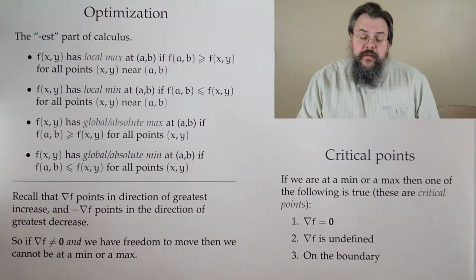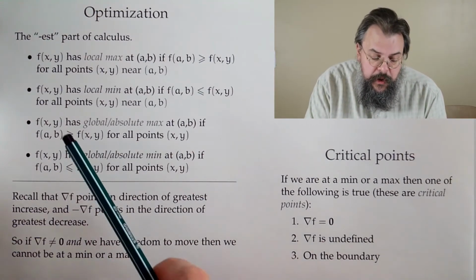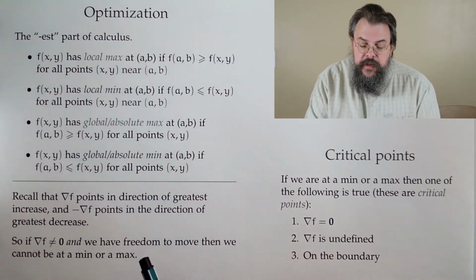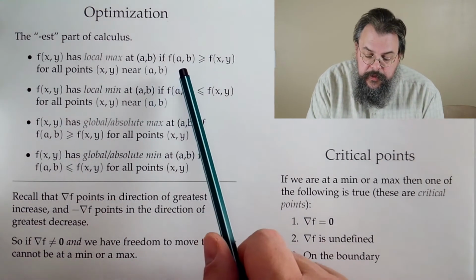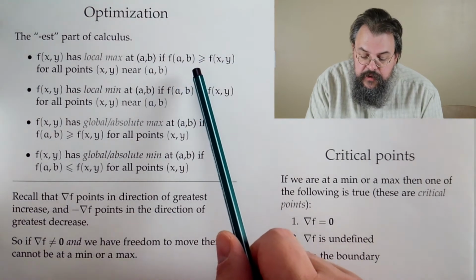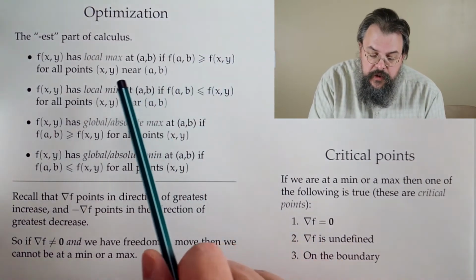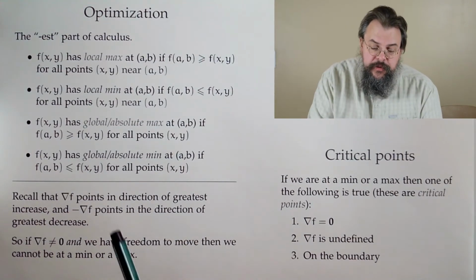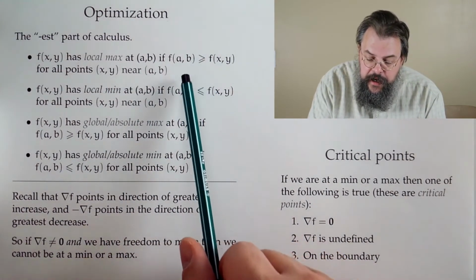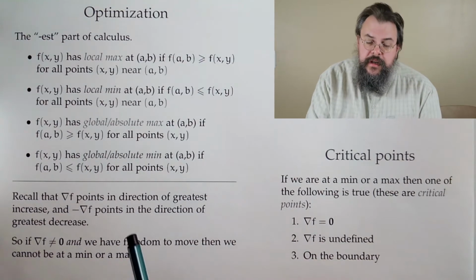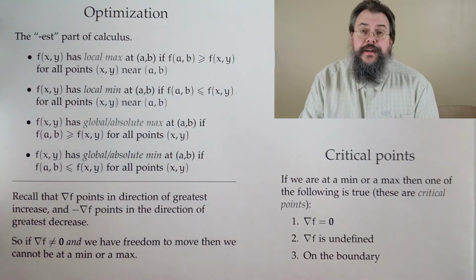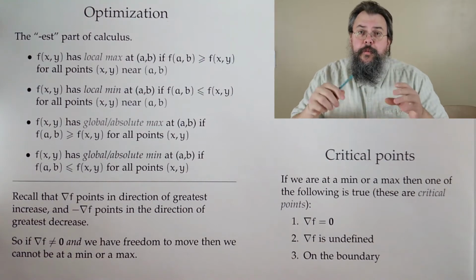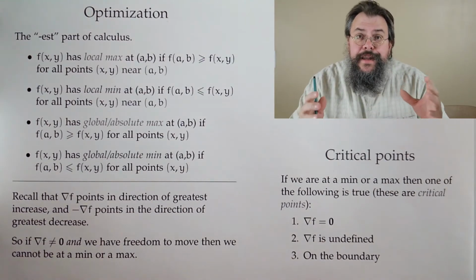So, some definitions. We'll say our function has a local max at a point if the function at that point is greater than or equal to the function for all points nearby. Okay, so max just says, hey, I'm bigger than or equal to. And local says nearby.